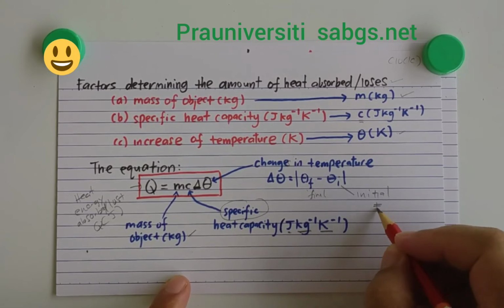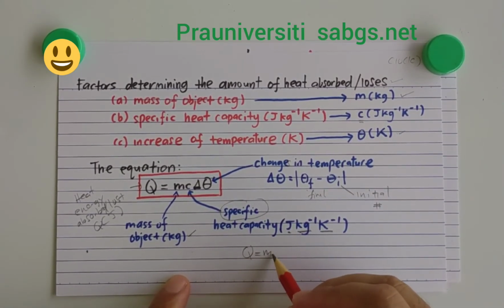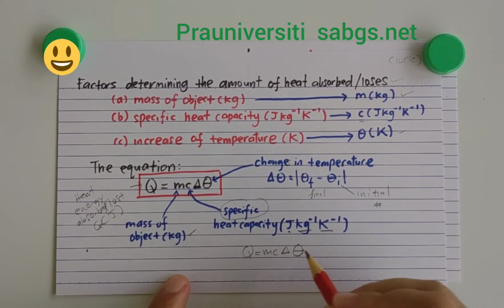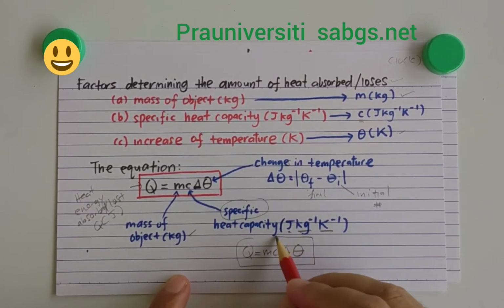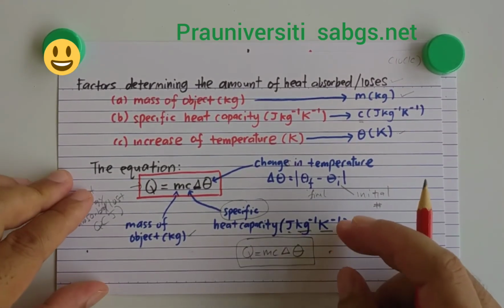Okay. So actually we have the equation: Q equals m c d theta. So don't forget this equation. Okay, so we continue.